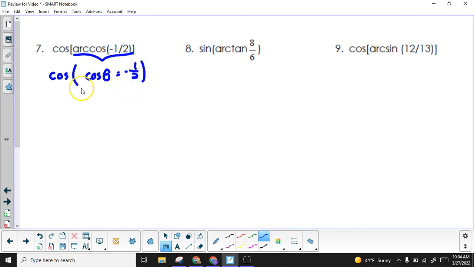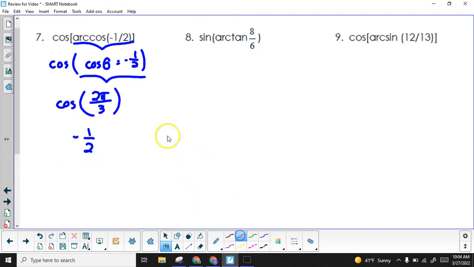And so that will be what angle has an x value of negative 1/2, and that would be 2 pi over 3. But then we have to evaluate the cosine of 2 pi over 3, and the cosine of 2 pi over 3 is negative 1/2. The other way that you can do this problem, you might realize that cosine and arc cosine are inverses of each other. So when you see cosine and arc cosine, they cancel each other out, and our answer is just this part right here, the negative 1/2.